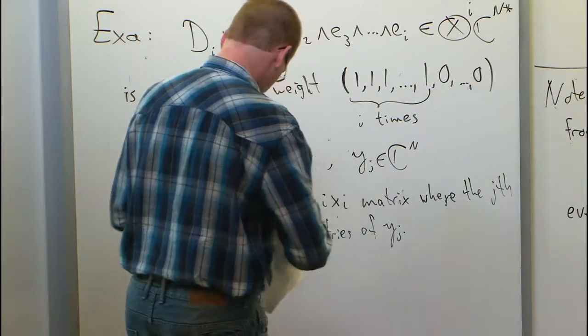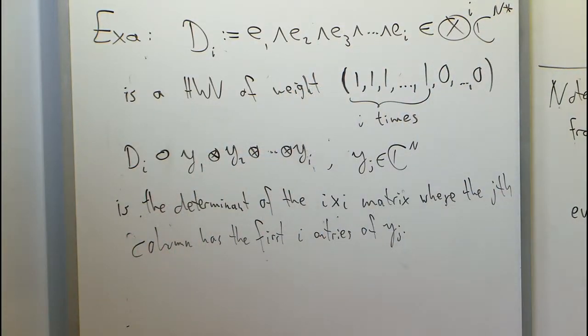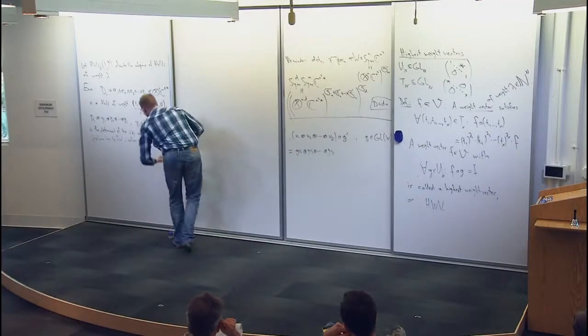And then you can use this as a building block for more advanced highest weight vectors. We basically get every highest weight vector in this way. So this is, in a sense, a canonical construction. We of course chose the basis, but we can show that this construction is basically the only construction there is for highest weight vectors.